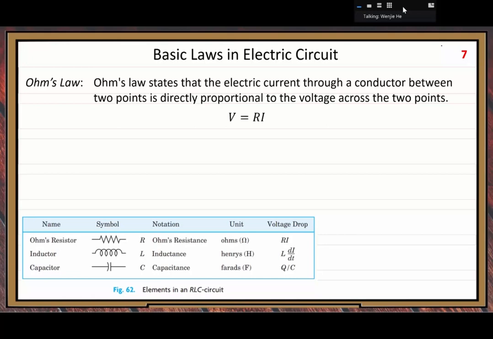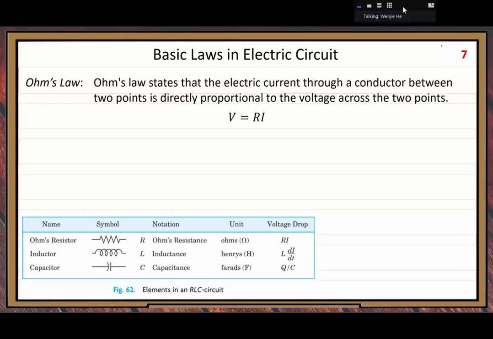The formula: V equals RI. Voltage equals resistance R times current I. Voltage drop. So here you can see it uses the voltage drop.